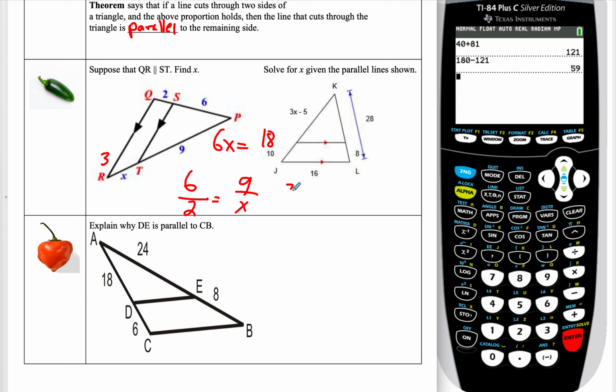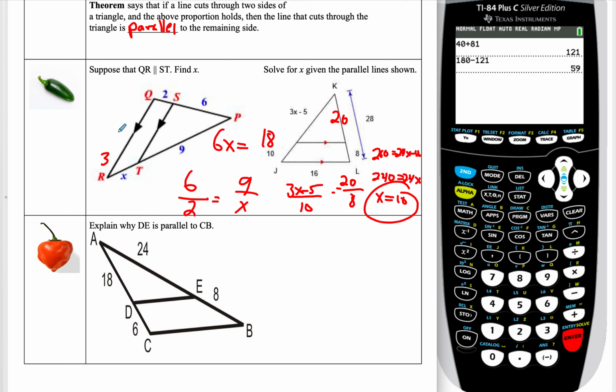Here, I've got 3x minus 5 is to 10 as 20 is to 8. I know this is 20 because the whole thing is 28. So I've got 200 equals 24x minus 40. So 240 equals 24x. So x equals 10. Okay, x is 10. Notice if I do that, I get 25. So 10 is to 25, that's 2.5. 8 is to 20, that's also 2.5.